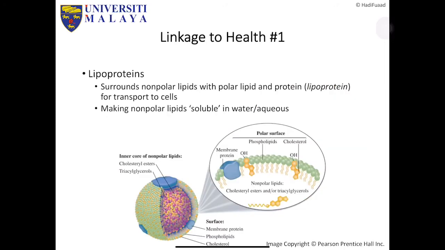All right, so let's look at the health effects, or how to link steroids to health. The first one we're going to look at is lipoproteins. We didn't cover anything about lipoproteins, but lipo is the lipid component that we've just talked about, and proteins is what we've been learning about for the past 4 weeks, more or less.